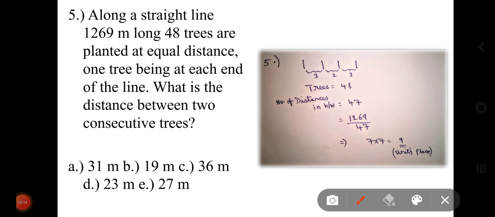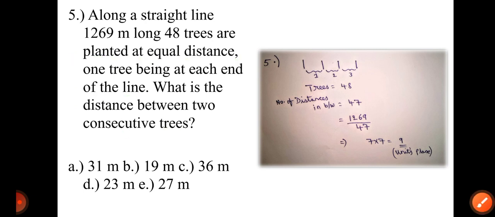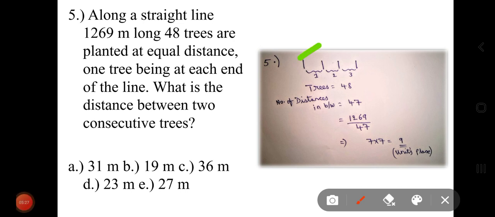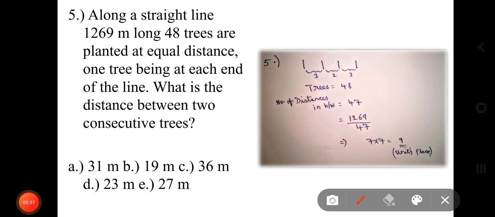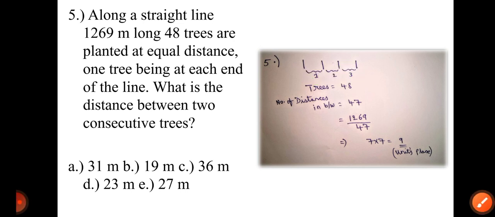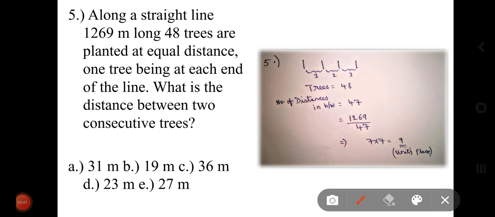The last question. Along a straight line 1269 meters long, 48 trees are planted at equal distances, one tree being at each end of the line. What is the distance between two consecutive trees? Here we can see these are the plants or trees, 1, 2, 3, 4, and between these are the distances. That means among 48 trees there will be 47 distances. We were asked to find out the value of this distance. So among 48 trees there are 47 distances.